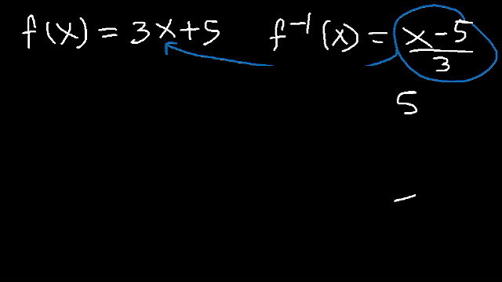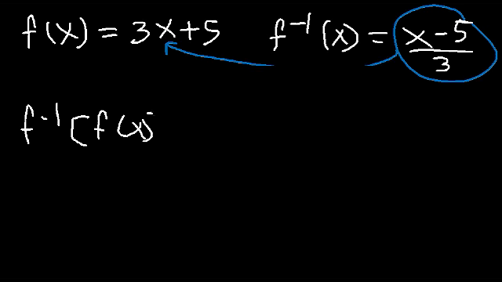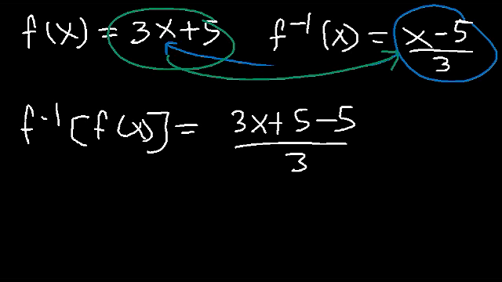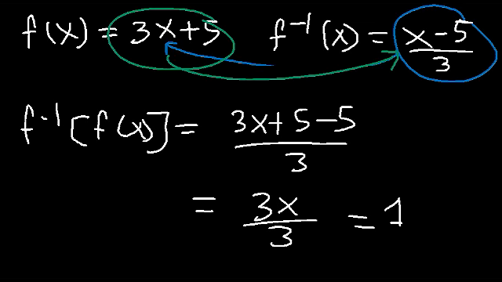Now let's try it the other way. So the inverse of f of x, let's prove that it's equal to x. So let's take 3x plus 5 and insert it where x is. So it's 3x plus 5 minus 5 divided by 3. 5 minus 5 is 0, so we're left with 3x divided by 3. 3 divided by 3 is 1, so we have 1x, which is x. And so we've proved that these two functions are inverses of each other.